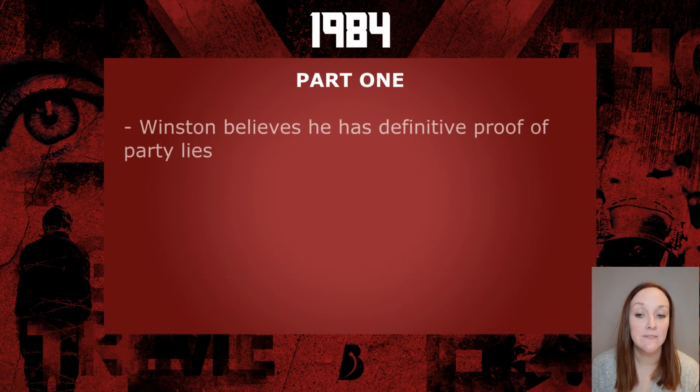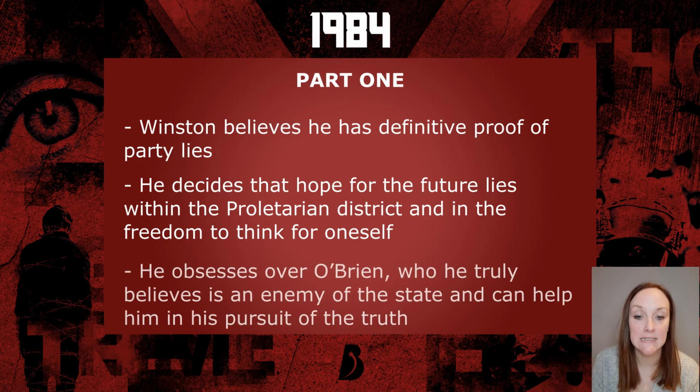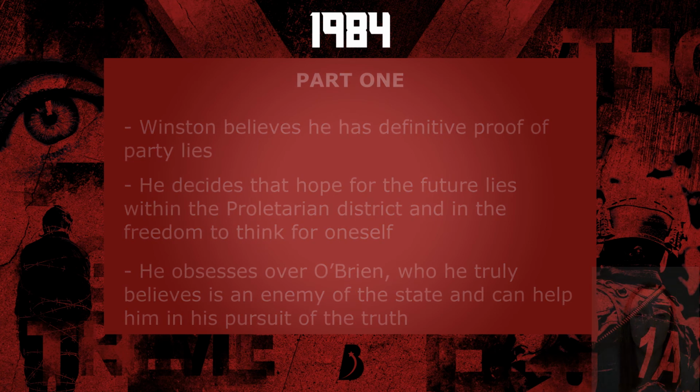Winston begins to believe that he has definitive proof of party lies, and in trying to establish the truth, he decides that hope for the future lies with the proletarian district and in the freedom to think for oneself. He also becomes fixated with another inner party member called O'Brien, who he truly believes is an enemy of the state and can help him in his pursuit of the truth.